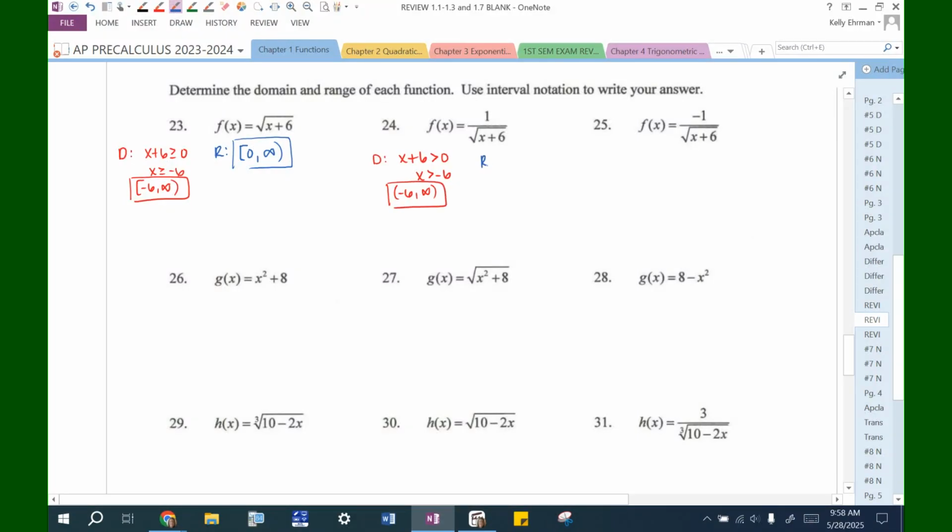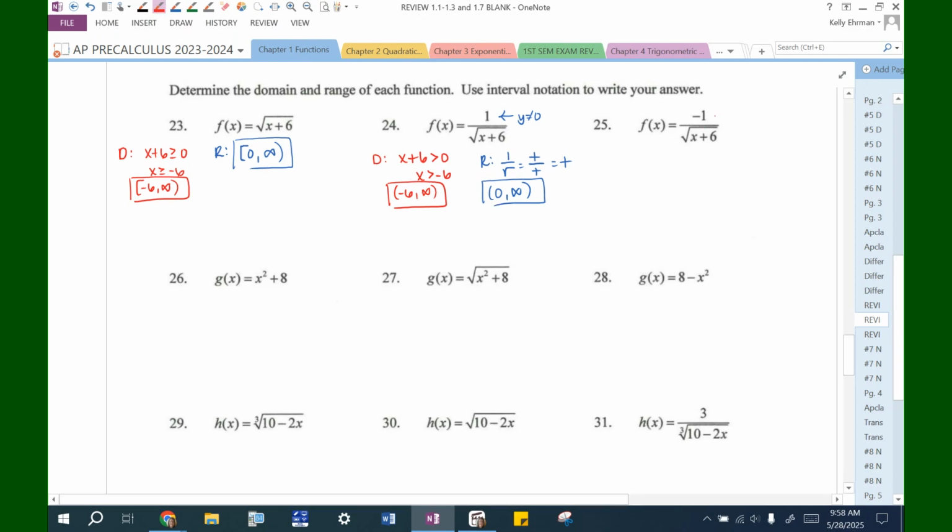And for the range, this is a fraction, so I run through my checklist. Because there's no x on the top, y can't be 0. And then you have 1 over a square root. That's always a positive over a positive no matter what. So you can only get positives out of this. So our range is anything from 0 to positive infinity without including 0.